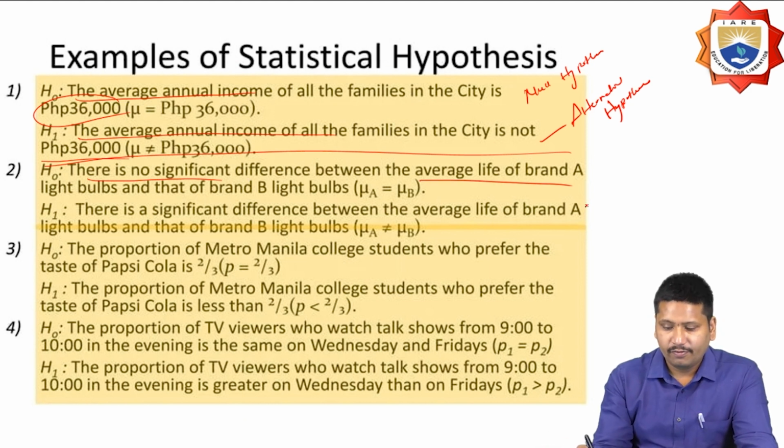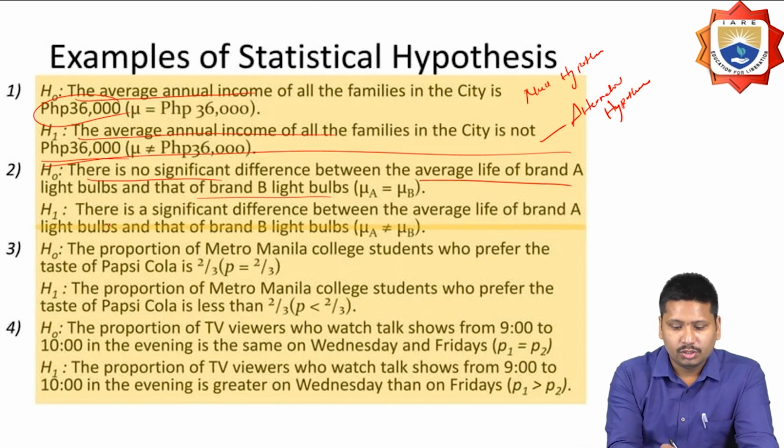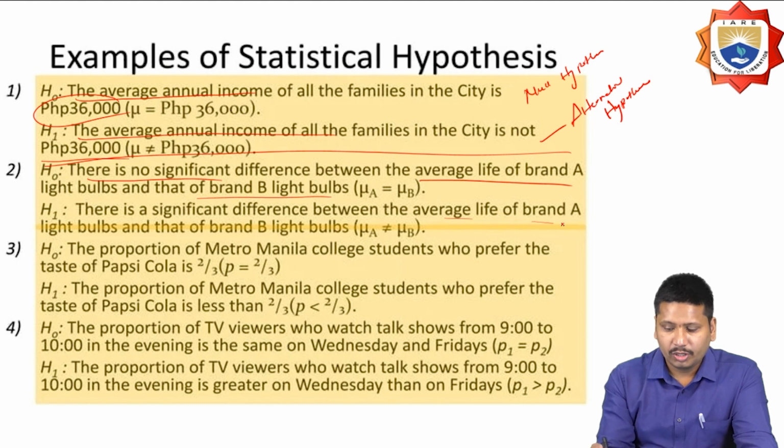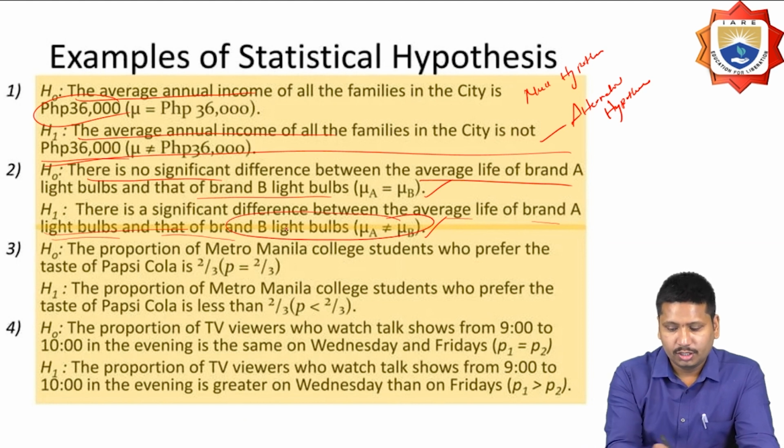So this is one thing, and I'm taking another kind of statement: there is no significant difference between the average life of brand A bulbs and that of brand B bulbs. Then the alternative is that there is a significant difference between the average life of brand A bulbs and that of brand B bulbs. So the null is no difference, and the alternative is a significant difference. So I'm going to consider this as well.